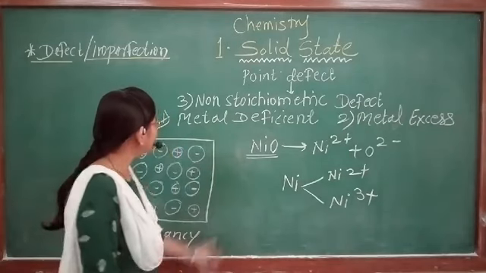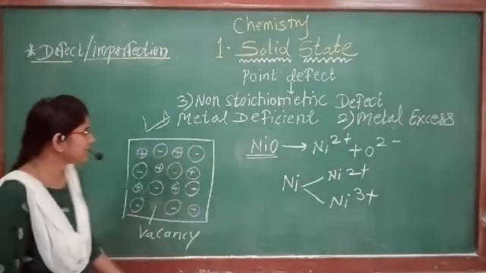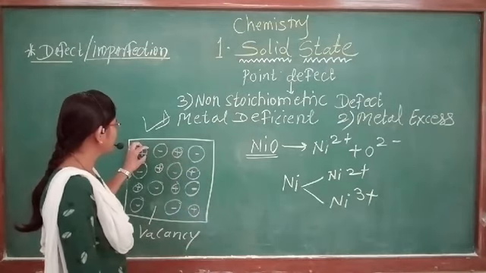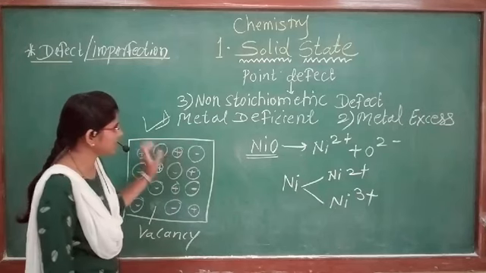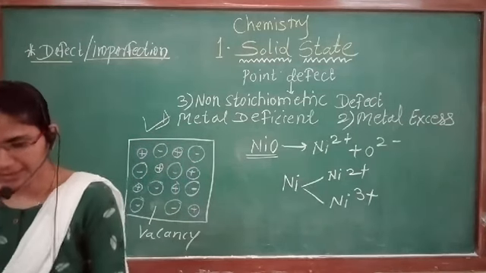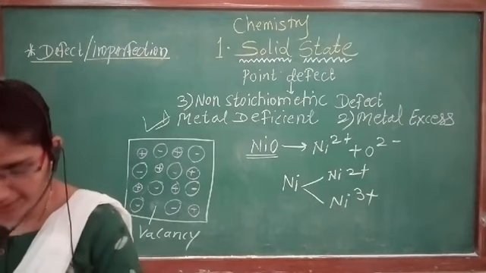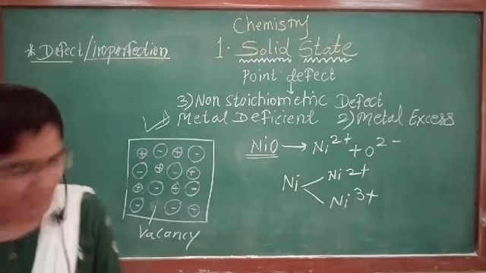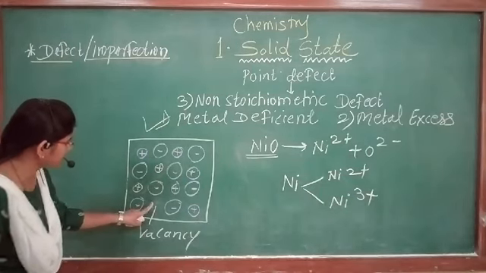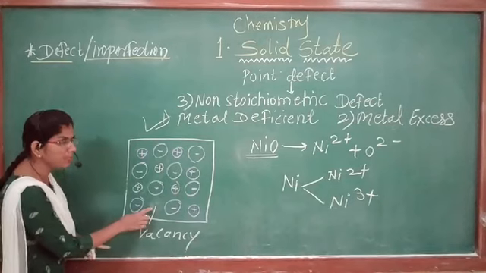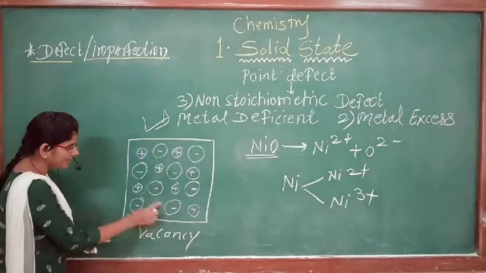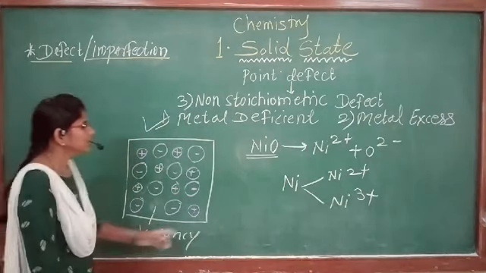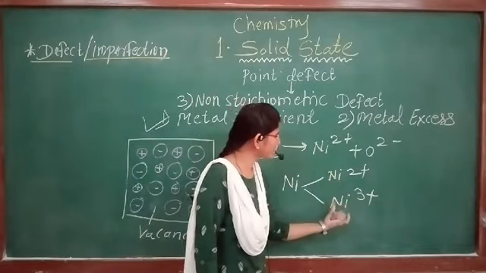Then what happens in this metal deficient defect? Consider this NiO crystal structure, where all the positive ions are Ni2+ and the negative ions are O2-. But here, if Ni2+ ions are missing in this compound, it creates a valency problem. Here one of the Ni2+ ions is missing and it creates a valency imbalance. Why? Because here we have Ni having the two oxidation states, +2 and +3.